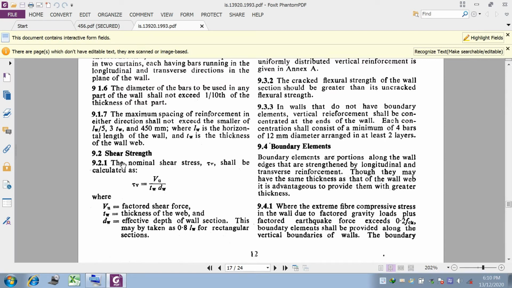Then let us see what the shear reinforcement requirements are. Here also the formula is similar: Tau v is equal to Vu by Tw dw. Okay, we know the nomenclature of this formula very well. Tau v is the nominal shear stress, Vu is the factored shear force, Tw is the thickness of the wall, and dw is the effective depth. Here also for the depth calculation, we consider the value as 0.8 times Lw, just similar to what we have seen in IS 456.